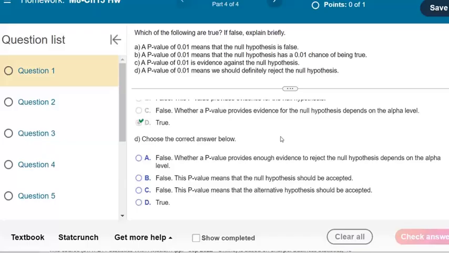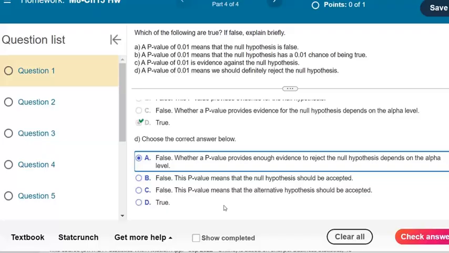D, a p-value of 0.01 means we should definitely reject the null hypothesis. There's that word "definitely," right? So we know that this is not true. It provides evidence against the null hypothesis. We should probably reject the null hypothesis, but it's not clear. It's not conclusive that we definitely have to reject the null hypothesis. Whether a p-value provides enough evidence to reject the null hypothesis depends on the alpha level. That is true. Let's see if there are any other things that would mess us up.